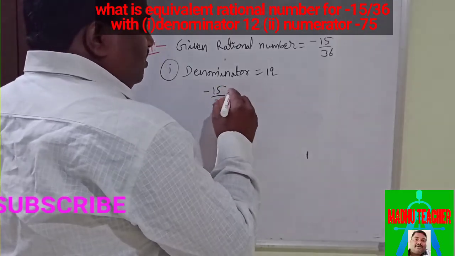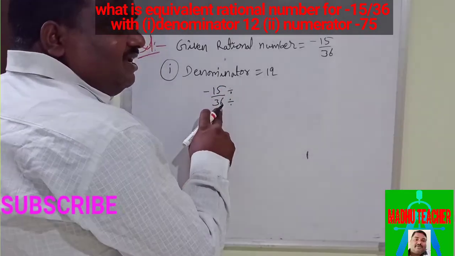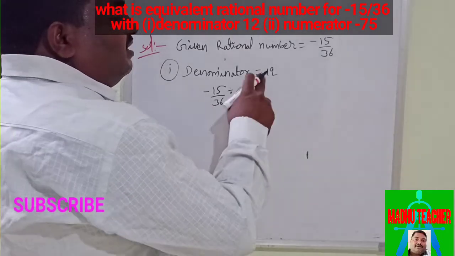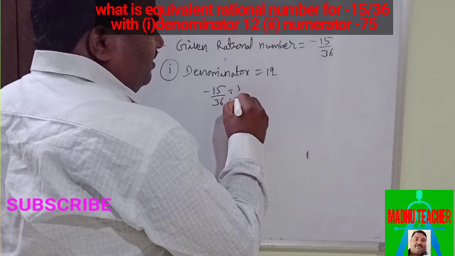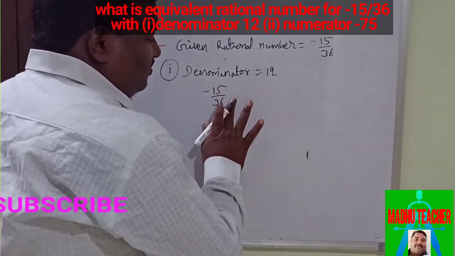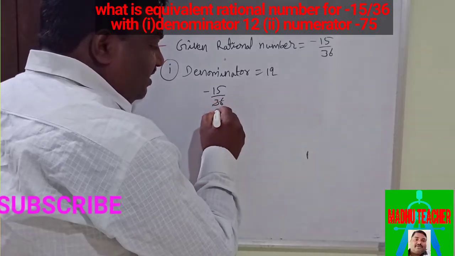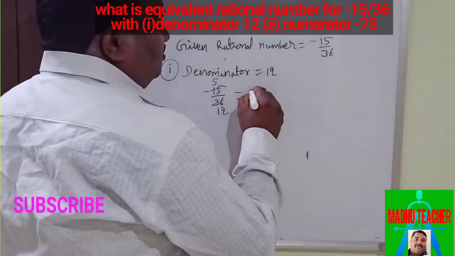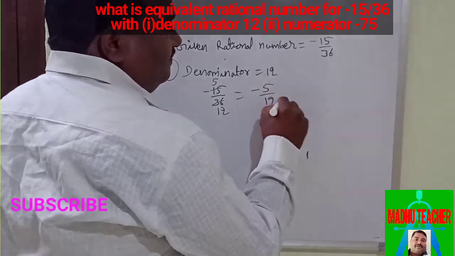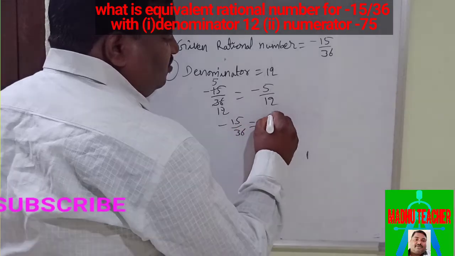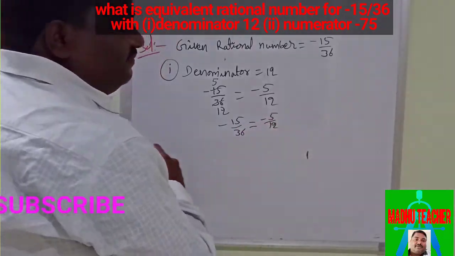So here, dividing 36 by 3 you can get 12. Therefore dividing with 3, you can cancel with 3. 3 12s are 36, 3 5s are 15, that equals minus 5 by 12. Therefore minus 15 by 36 is equivalent to minus 5 by 12.